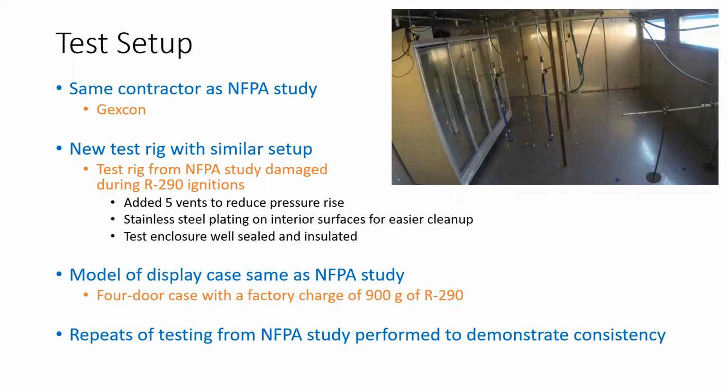That's the plastic sheeting over those window-like openings that will give way when you reach a certain pressure or when they're hit by the flames. They also used stainless steel plating on the interior surface of the test rig to allow for easier cleanup after refrigerant ignitions. The test enclosure was well sealed and insulated to minimize convective effects or air infiltration. We really wanted a still, quiescent environment here to focus on the results of the refrigerant dispersions and ignitions. The same model of display case was used as was used in the NFPA study.